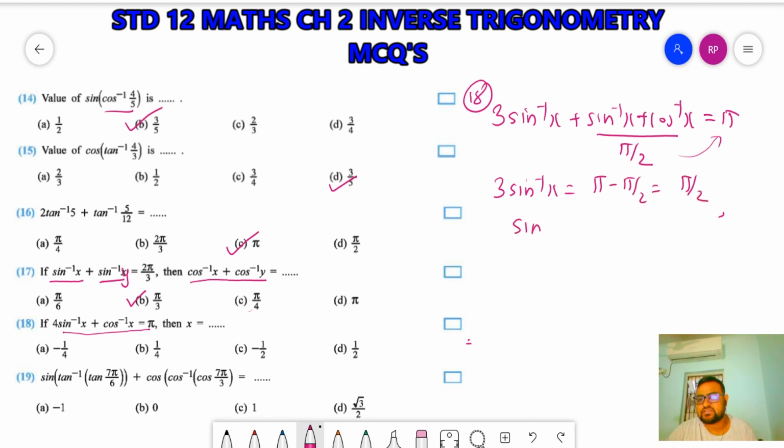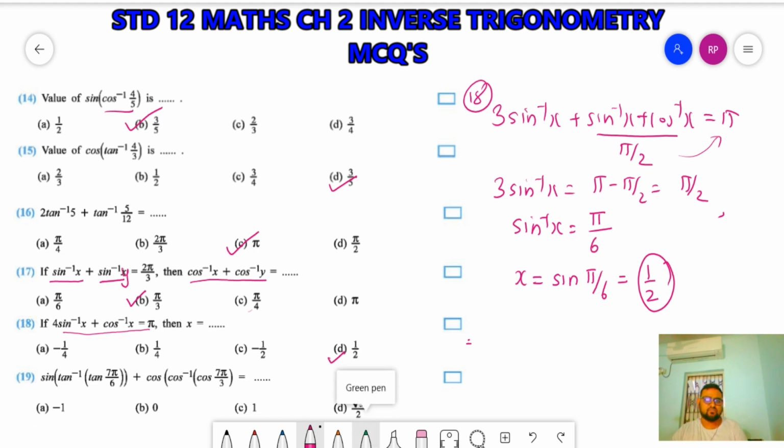So sine inverse x will be equal to pi by 3 into 2, 6, when it goes on this side, we divide it. So x is equal to sine pi by 6, that is sine 30, that is equal to 1 by 2. Option D is the correct one. Okay, so this was about 18. Now let's see the next, 19.